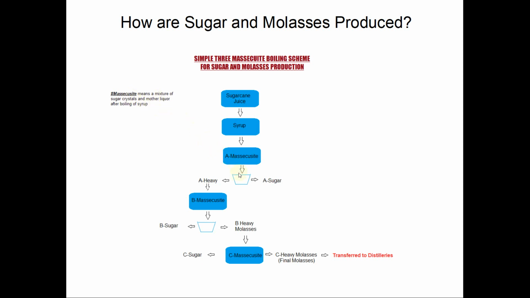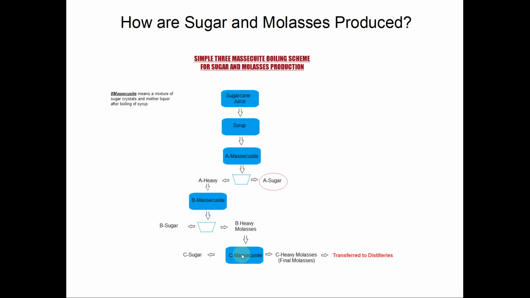After this process, sugar crystals are separated from the mother liquor. The remaining liquor is called heavy molasses. Once again, this heavy molasses is subjected to second boiling to get B-muscat. From there, B-heavy molasses and B-sugar are separated. Again, on boiling B-heavy molasses we get C-muscat. From there C-sugar and C-heavy molasses, or final molasses, is obtained.